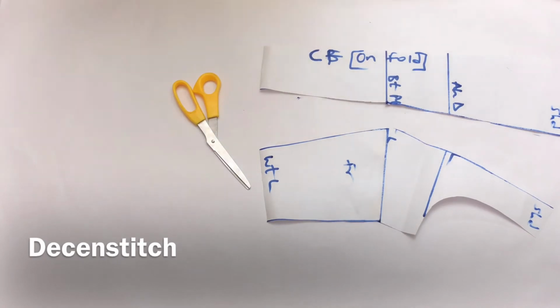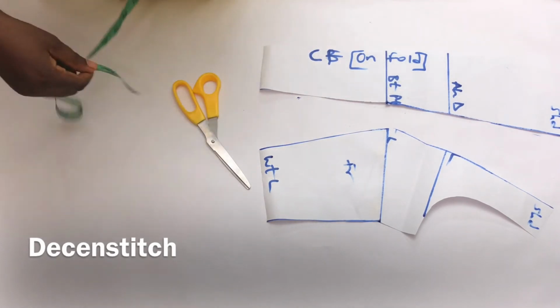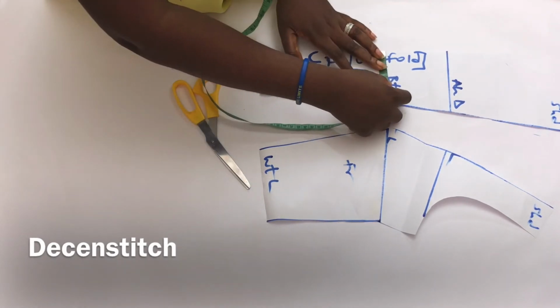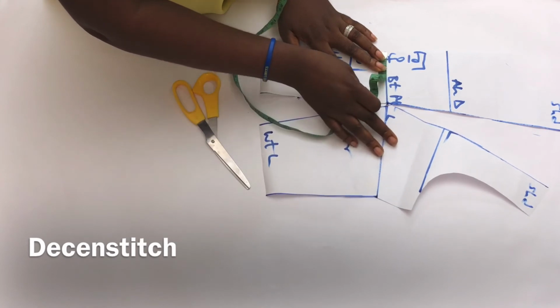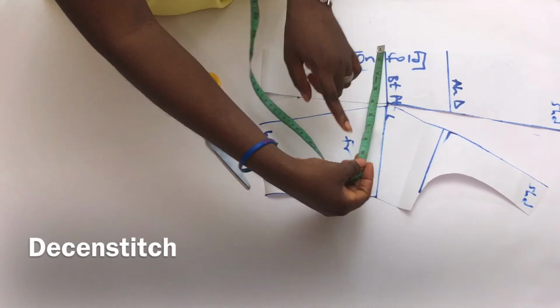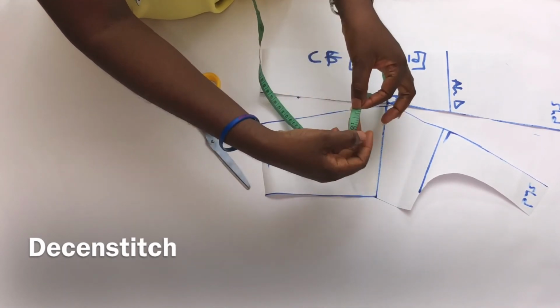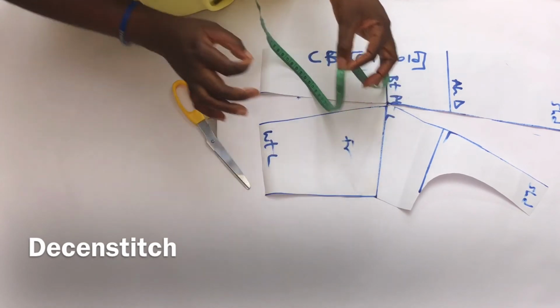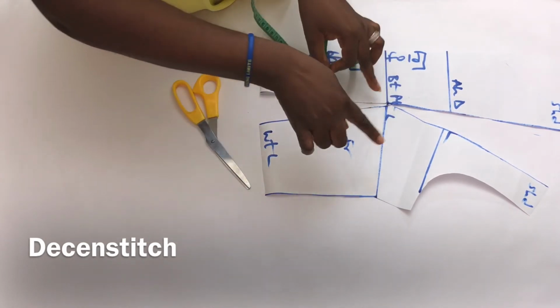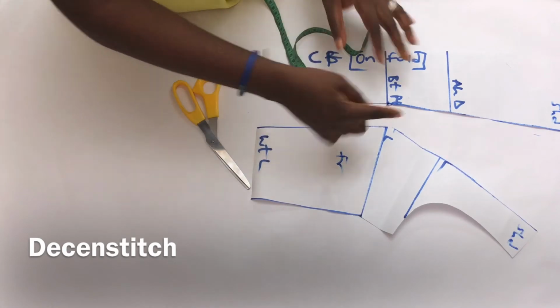According to the Bustier calculation, for the front piece, we need 9.75 inches. So here I have 9 inches, but I need 9.75. So the 0.75 needed here will be added at the bust area.